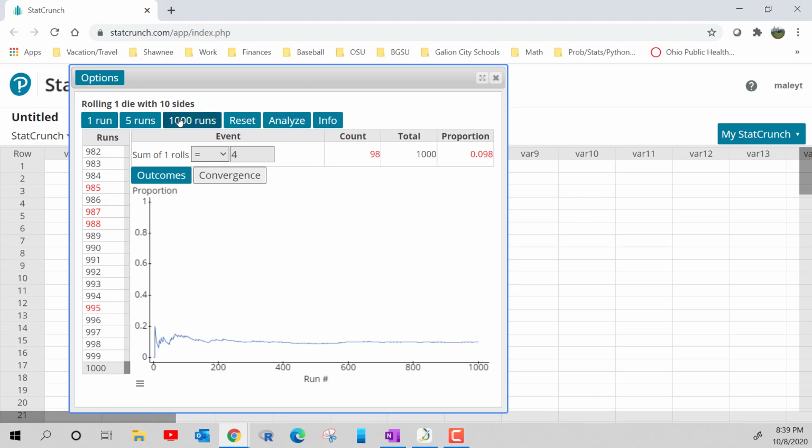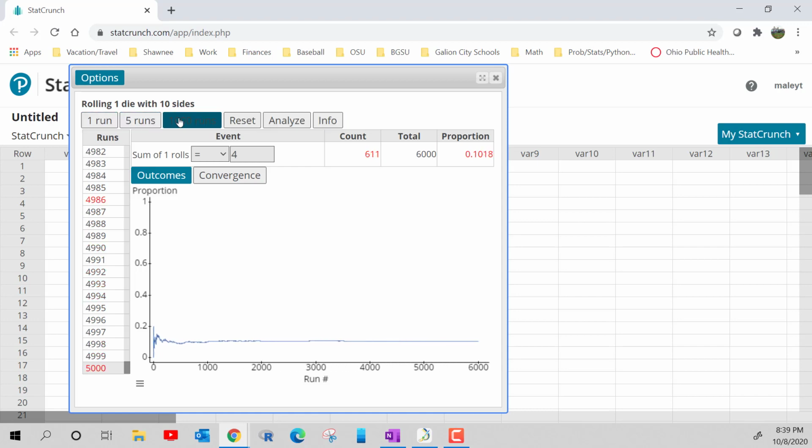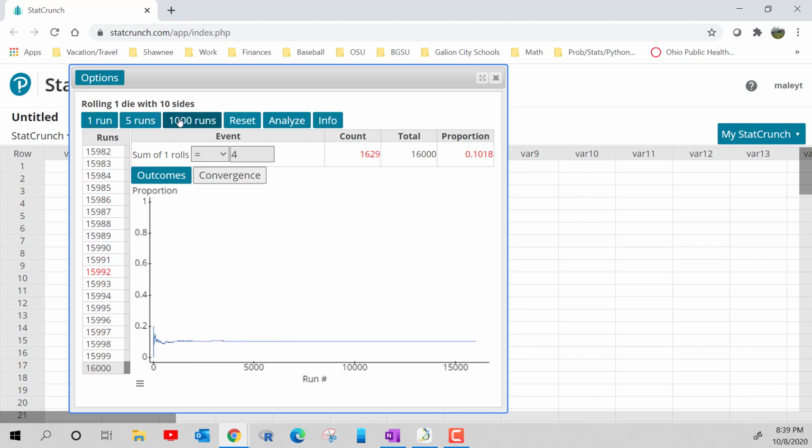So if I keep doing this, if I hit 1,000 runs again and again, a whole bunch of times, notice we're getting closer and closer to being equal to 0.1. We've done this 21,000 times so far, and I could keep hitting this all day, and we're getting closer and closer to 0.1.